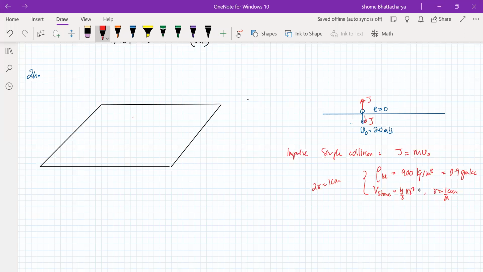Now we have to calculate the average force acting on this. That force will be basically equal to the number of collisions per second into the impulse in each collision. Understood? Because this impulse will be in Newton second and this is per second, that is what will give us force in newtons.